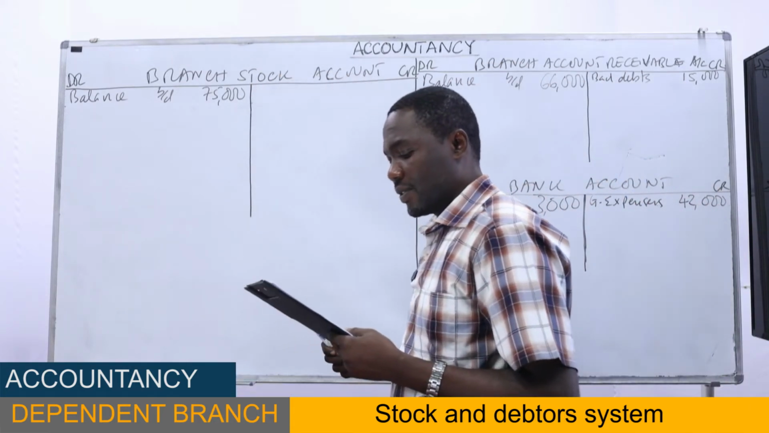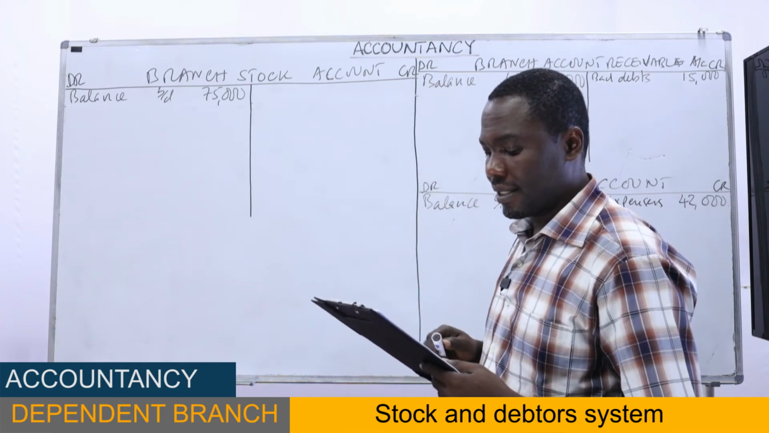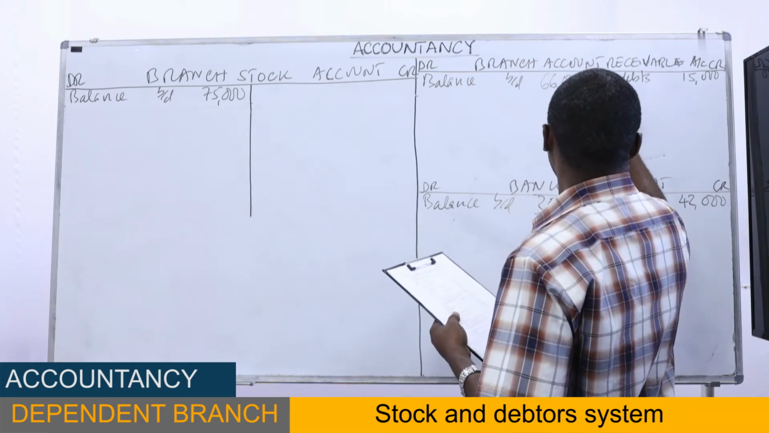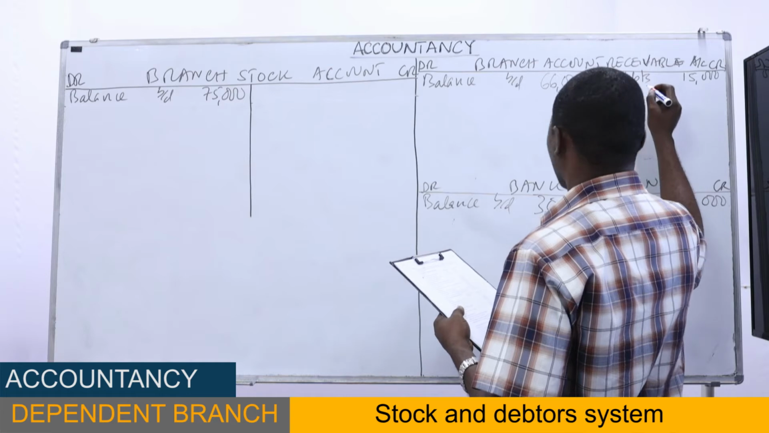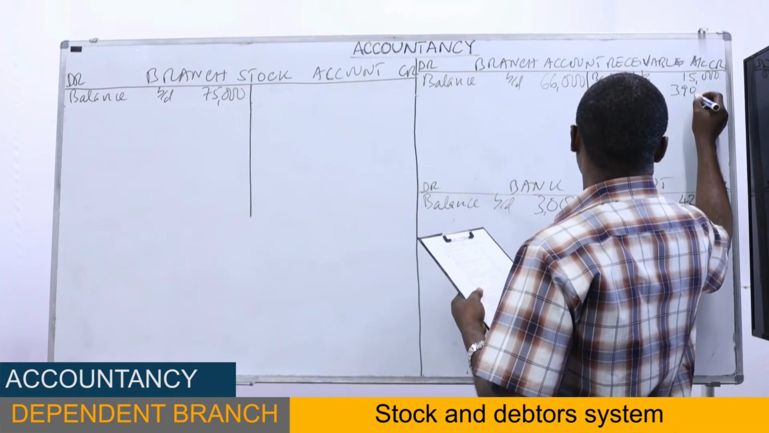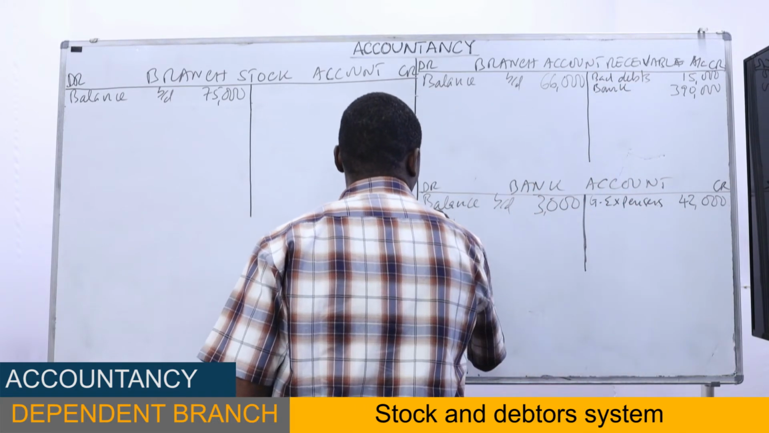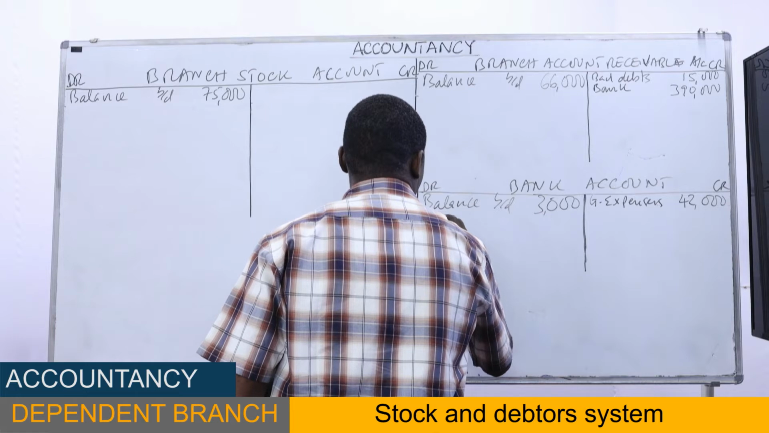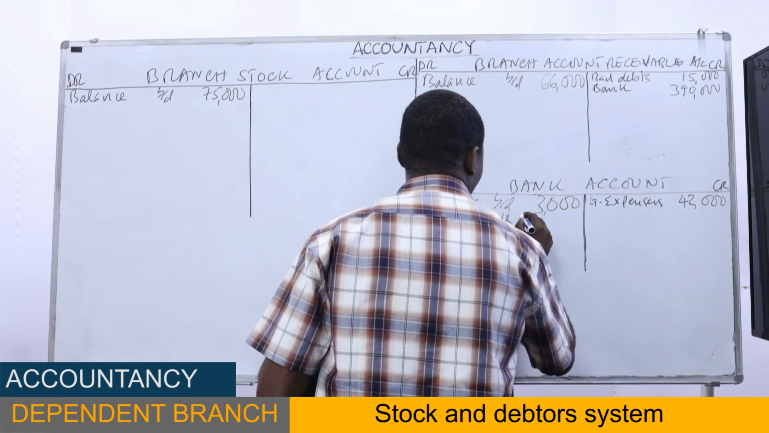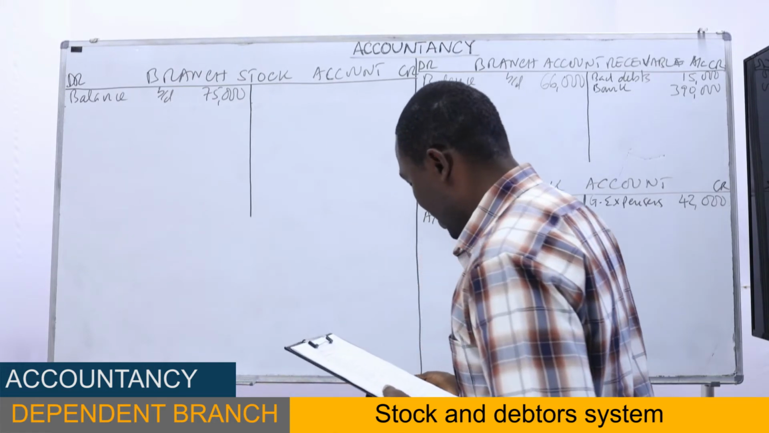Cash received from credit customers and banked. So credit customers paid us. So we write here bank, that was 390. So it should come here from account receivable, 390. Yes.